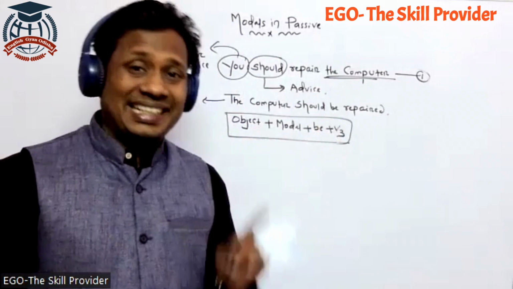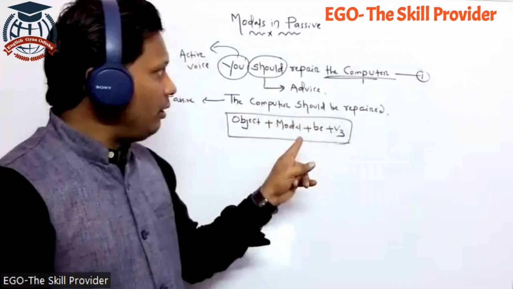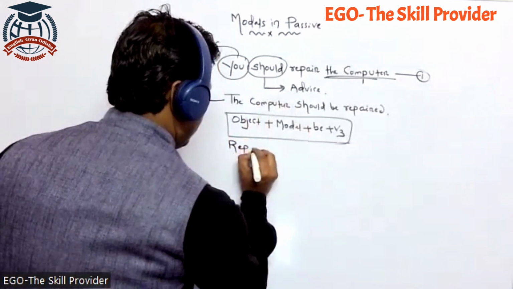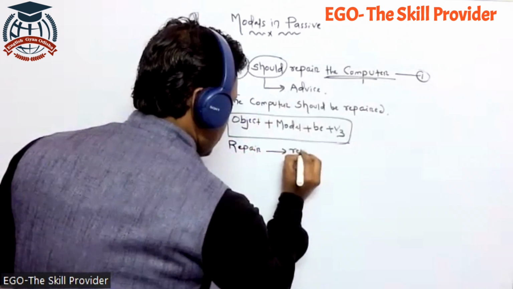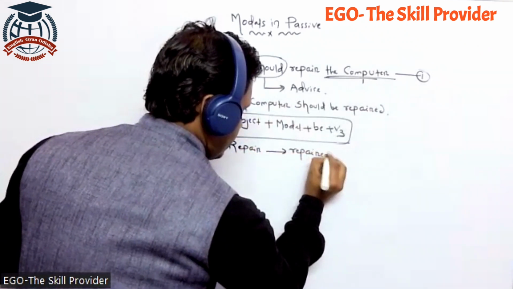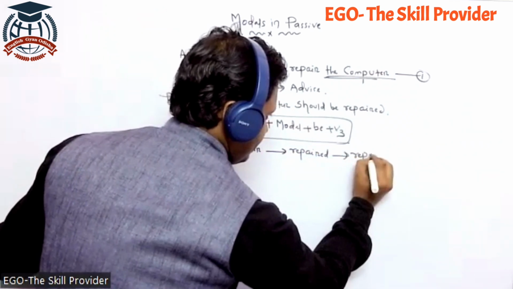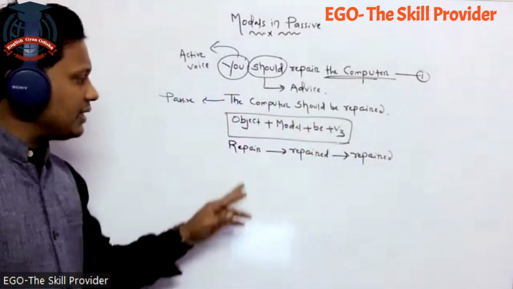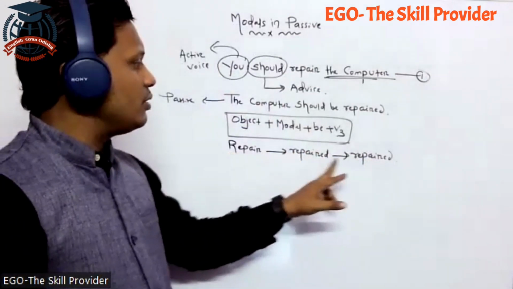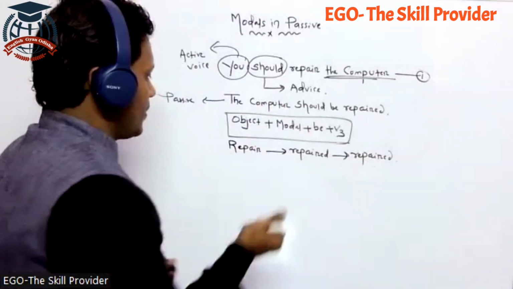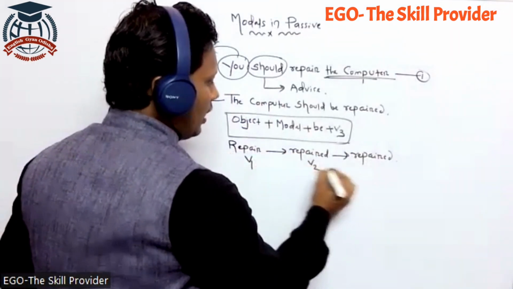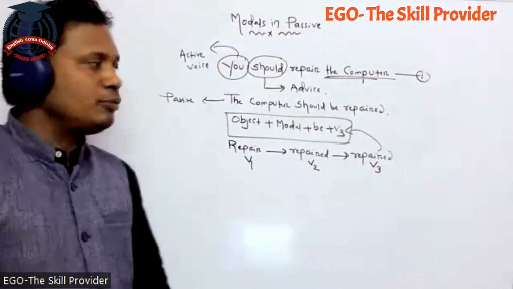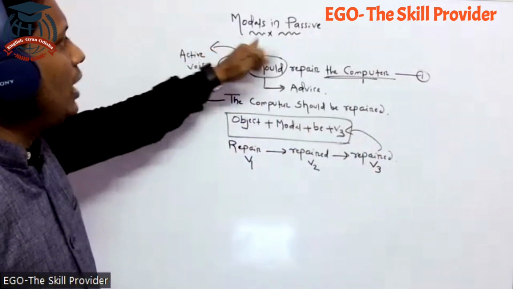I was taken to the hospital. Take, took, taken. Repair, repaired, repaired. The three forms are there. This is V2, and this is V3. And this V3 should always be there, as this is passive. So this is something called modals in passive.